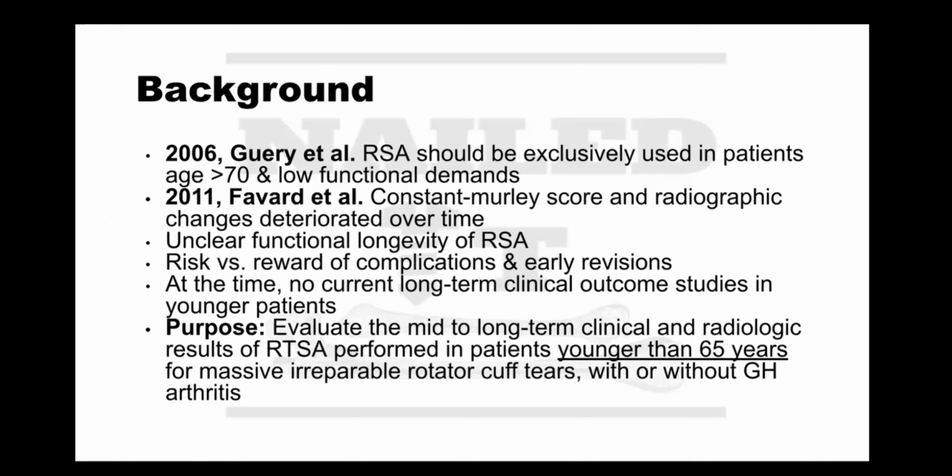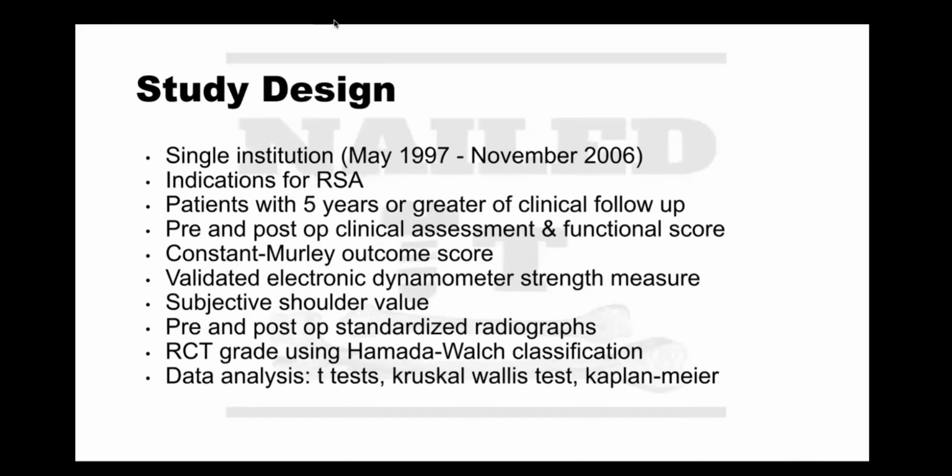So the purpose of this study was to evaluate the mid to long-term clinical and radiologic results for RSA prosthesis performed in patients younger than 65 years old with massive irreparable rotator cuff tears with or without arthritis. Taking a look at the study design, the study is out of Switzerland. It was a single institution with patients from 1997 to 2006. There were a number of RSA indications greater than stage 2 of the Calvet classification. To be included in the study, patients had to have at least 5 years of clinical follow-up. Patients without 5 years or more were excluded.